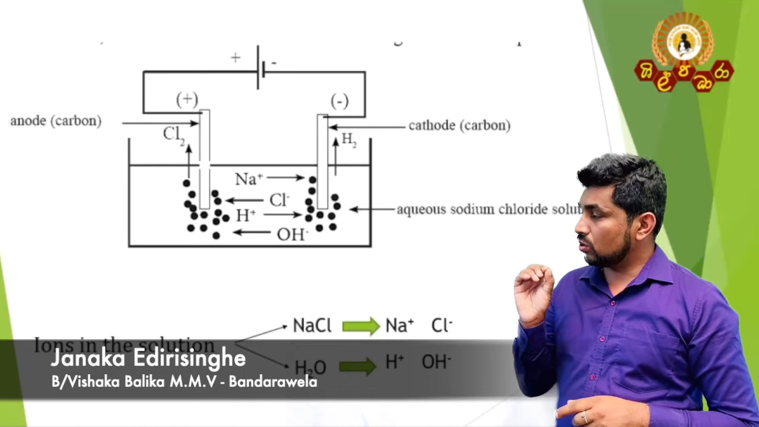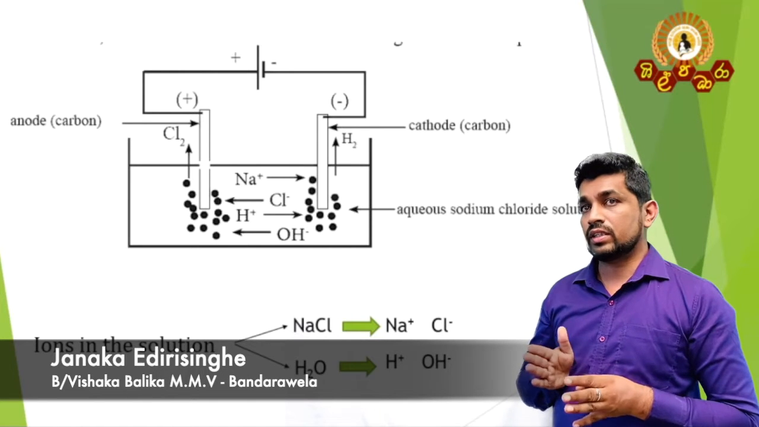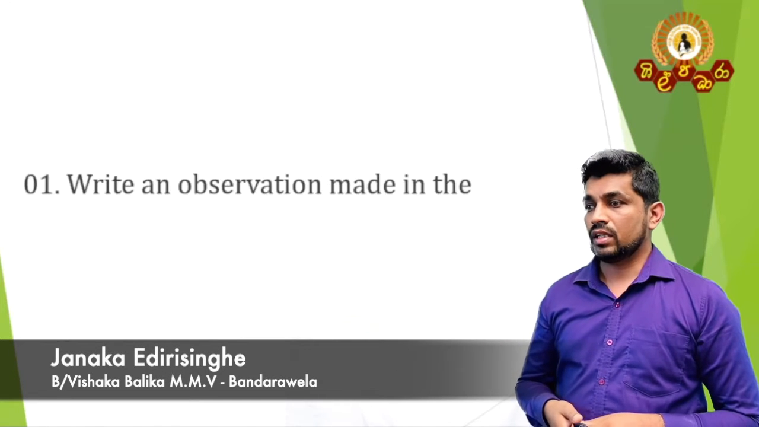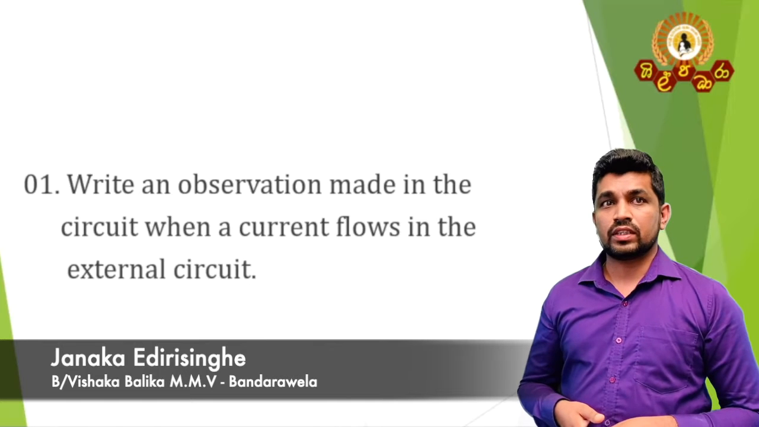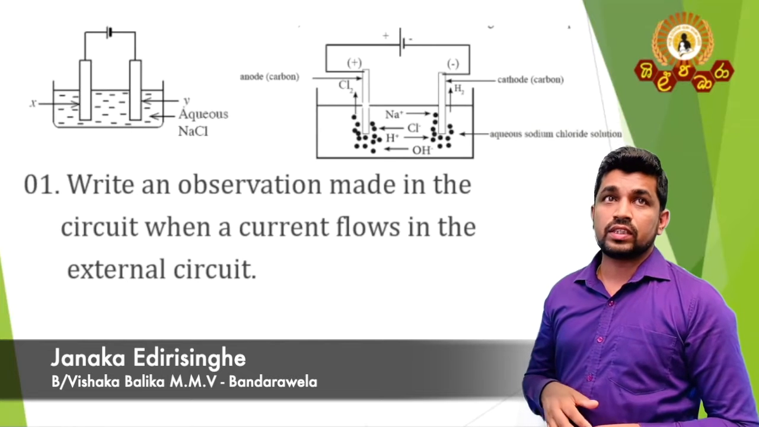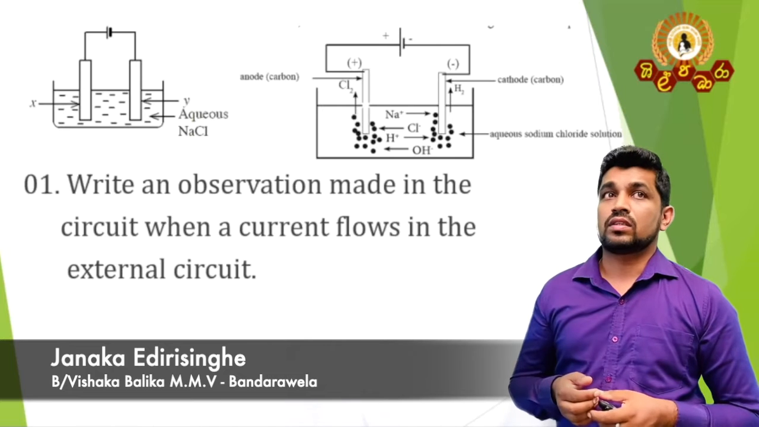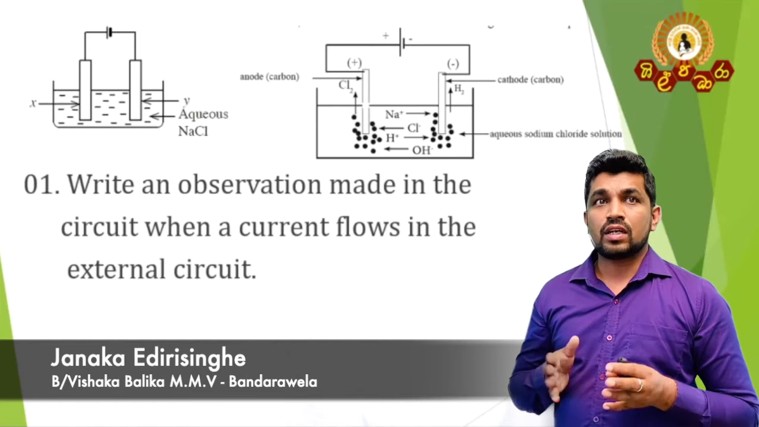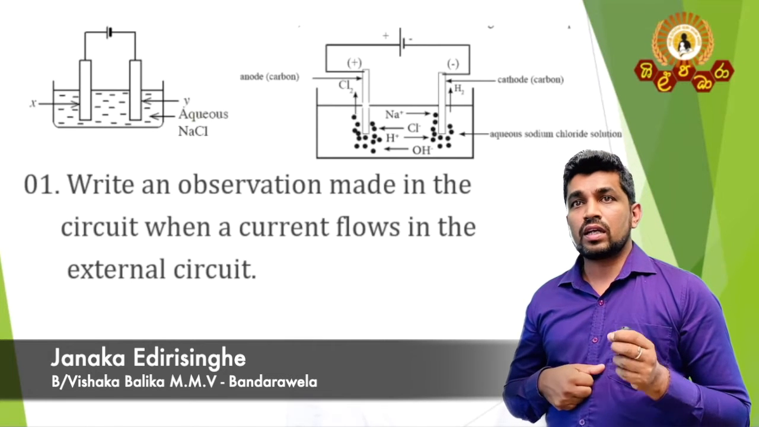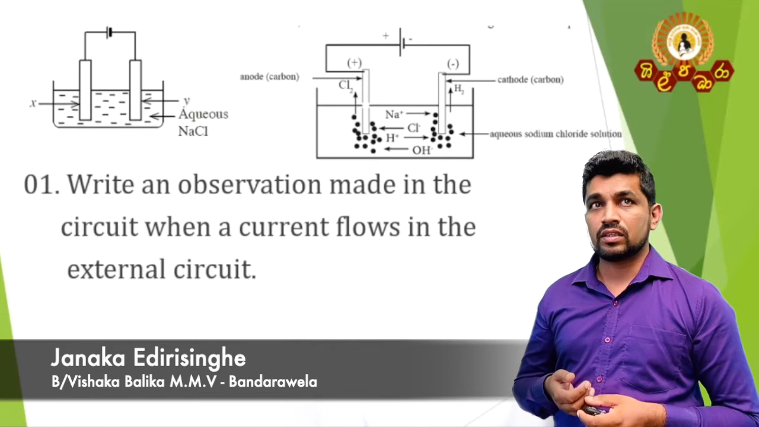Right, based on this knowledge, we can now successfully discuss the questions regarding the setup I mentioned earlier. Let's see the first question. This is the setup I already explained, and this is the setup we had for the question here. Write an observation made in the circuit when a current flows in the external circuit. That means when we provide that current, what would happen?